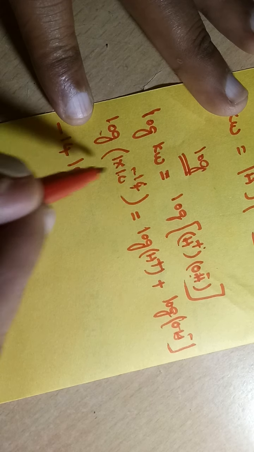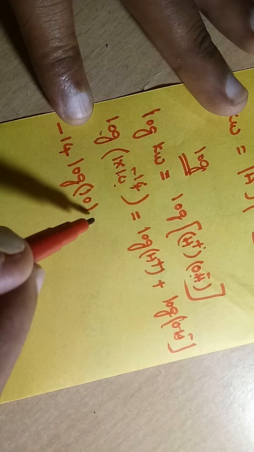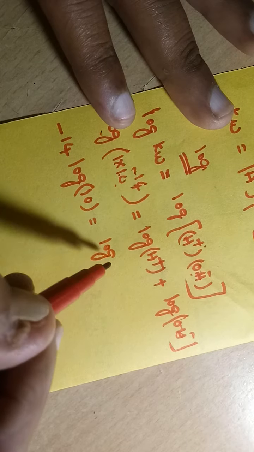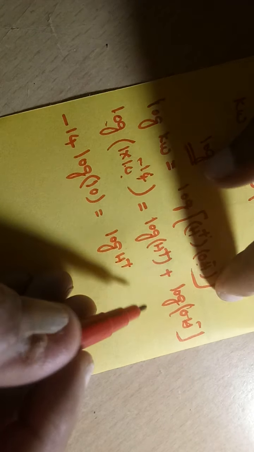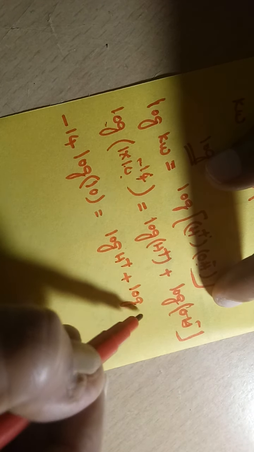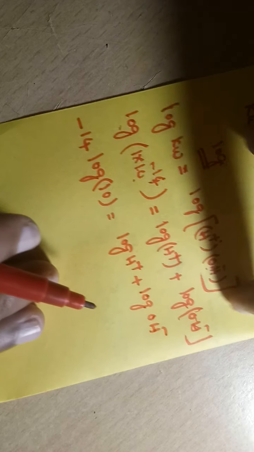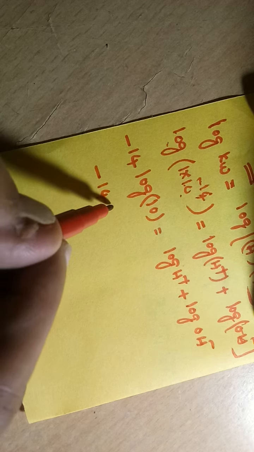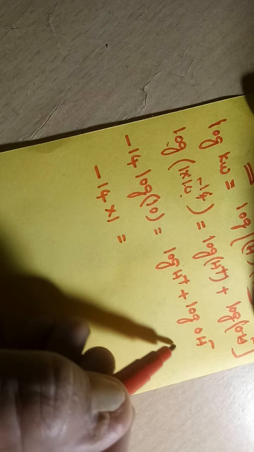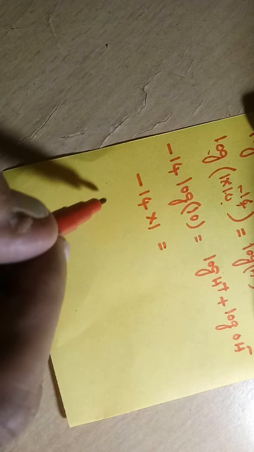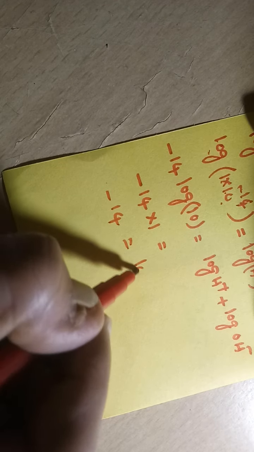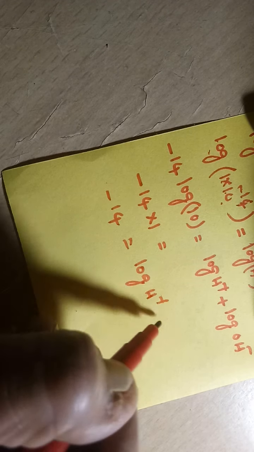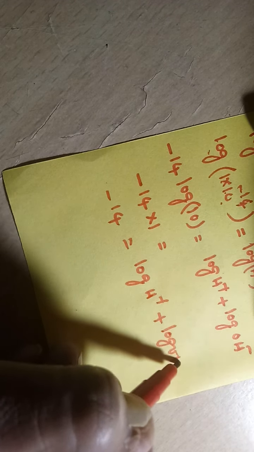Minus 14, and 1 into 10 is 10, so log 10 is equal to logarithm of H plus ion plus logarithm of OH minus ion. Log 10 is equal to how much? 1. So minus 14 into 1 is equal to log H plus plus log OH minus. So minus 14 is equal to log H plus plus log OH minus.